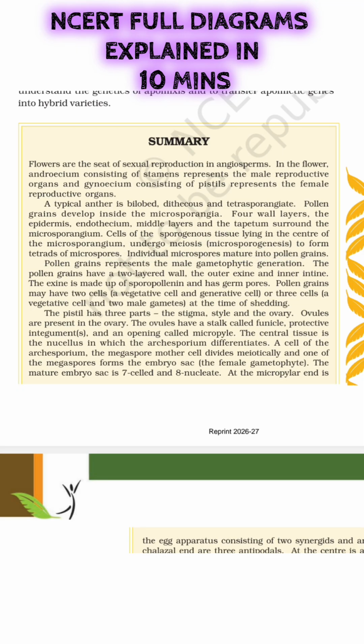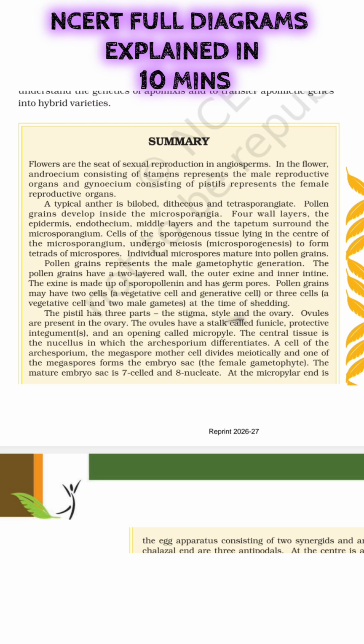Individual microspores mature into pollen grains. Pollen grains represent the male gametophytic generation. The pollen grains have 2 layered wall, the outer exine and the inner intine. Exine is made up of sporopollenin and has germ pores. Pollen grains may have 2 cells, vegetative cell and generative cell, or 3 cells, vegetative cell and the 2 male gametes at the time of shedding. And we already learned 60% of them will be shedding at the stage wherein it is in a 2 cell stage condition.